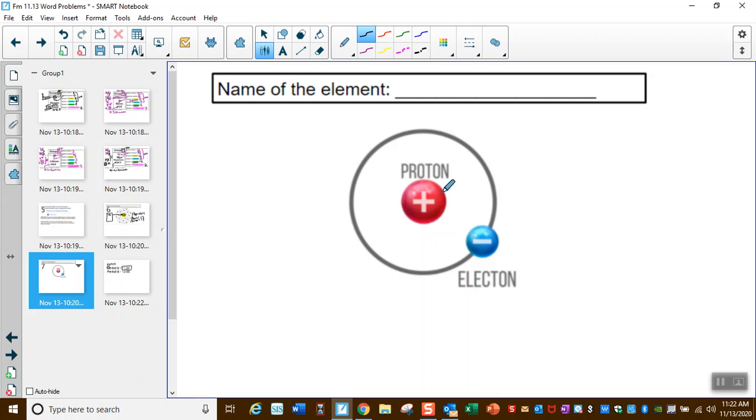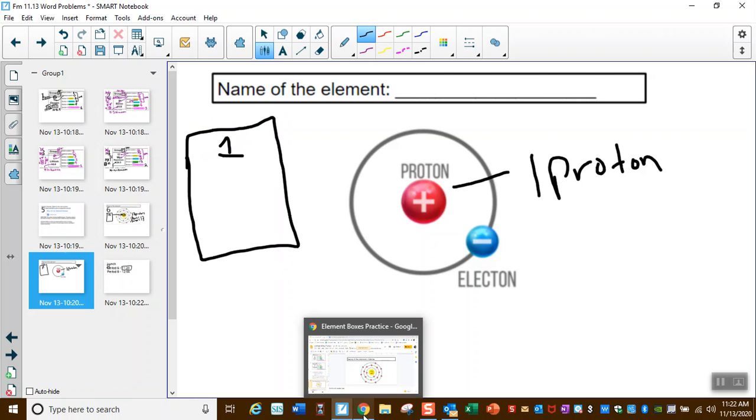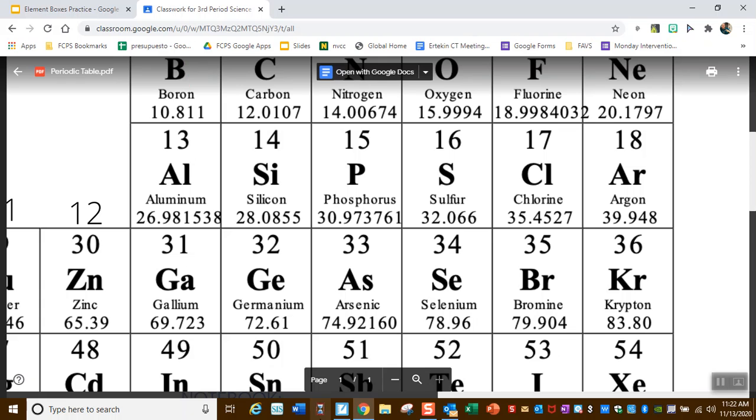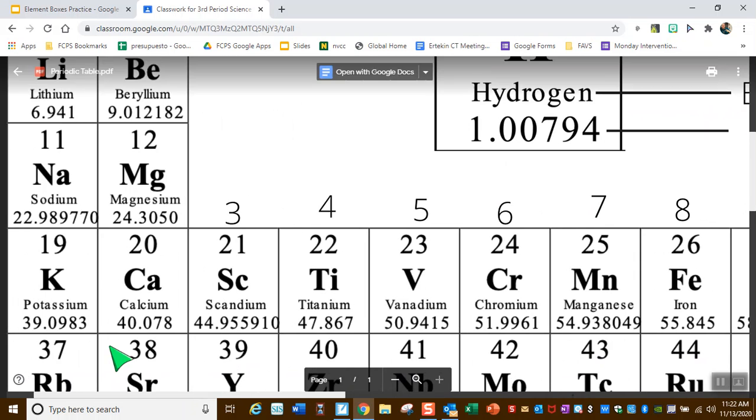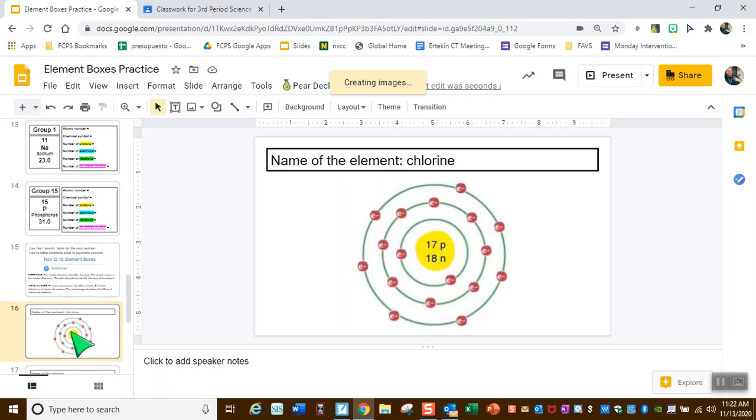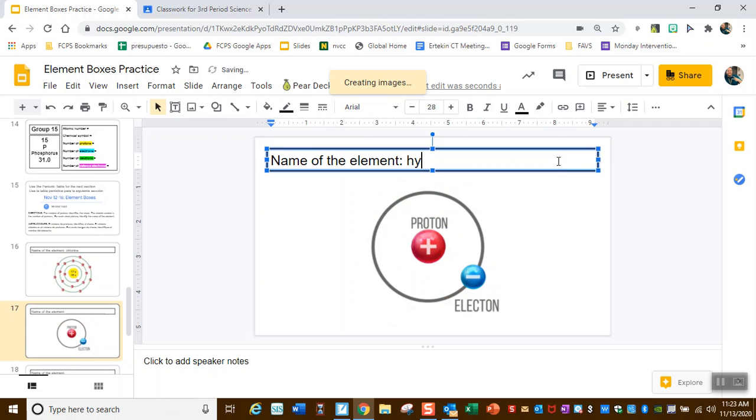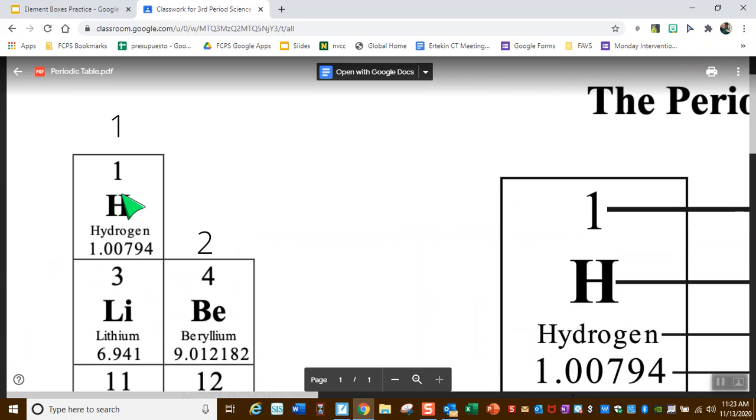Let's do two more. This only has one proton, right? That means the atomic number is going to be 1. So which element is number 1? Let's go back to the periodic table. Number 1 is up here. Number 1 is hydrogen. So this is a hydrogen atom. Esto es un átomo de hidrógeno. Porque tiene un protón y su número atómico es 1. It's a hydrogen atom because it has one proton, so its atomic number is 1.